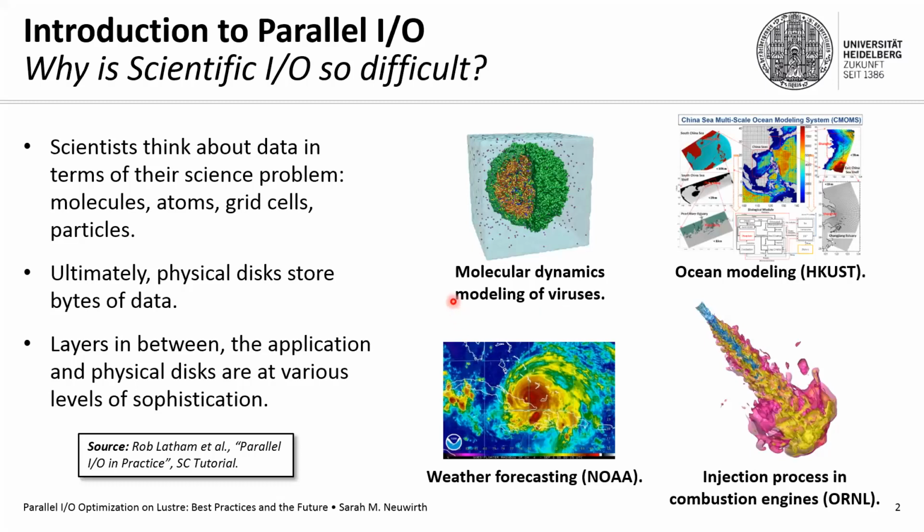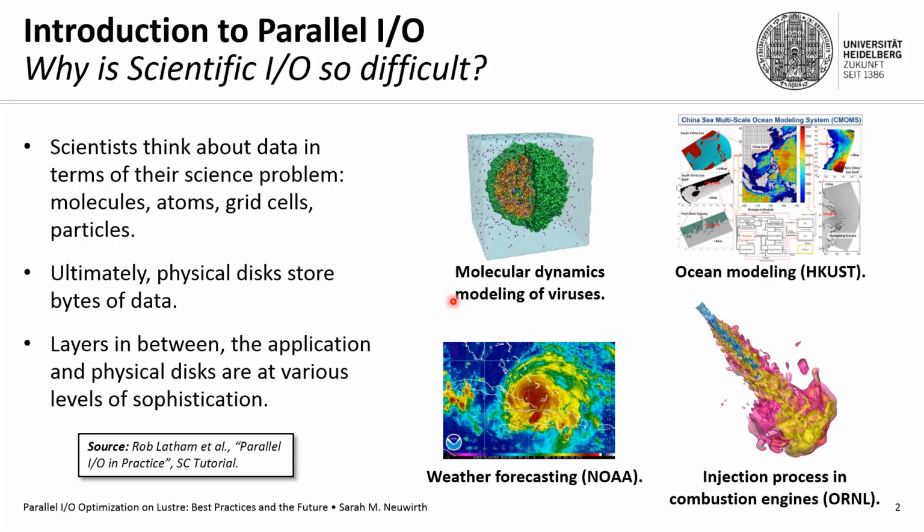First of all, I would like to point out why scientific I/O is so difficult. Well, the main problem, if you want to call it a problem, is that scientists think about their data in terms of science problems, which means when they write their algorithms, they do not think about the layout or the parallel I/O architecture underneath. They just simply think about molecules, atoms, crystals, particles, whatever can be applied to their science problem. However, in the end, their data will be stored in terms of bits and bytes of data on physical disks.